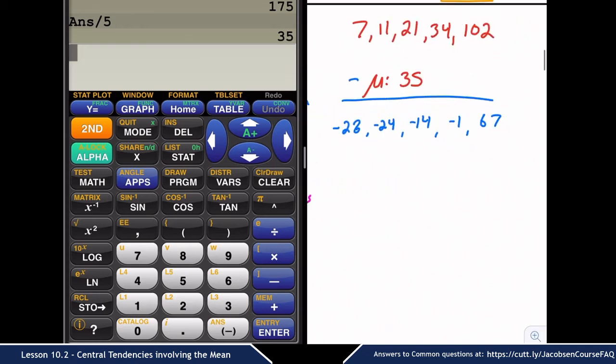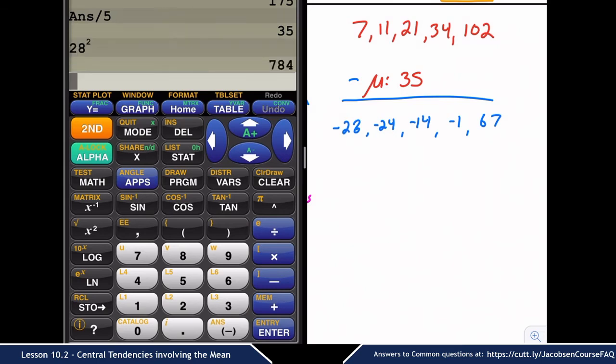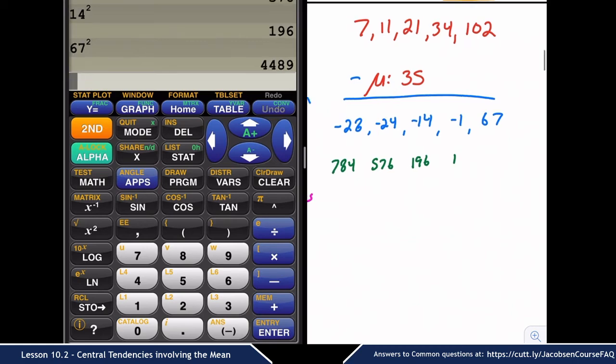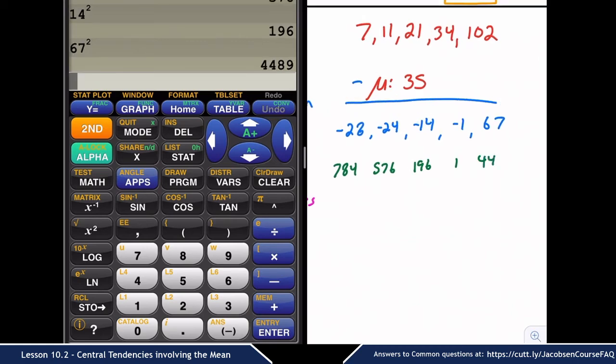From there, we need to square each of our terms. So if I do 28 squared, I get 784. 24 squared is 576. 14 squared is 196. 1 squared is 1. And 67 squared is 4,489.